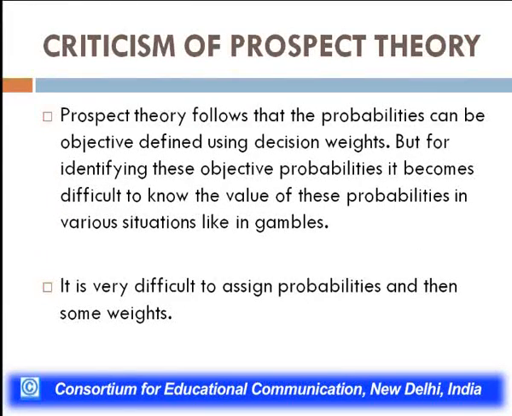Prospect theory has also been criticized. Prospect theory follows that probabilities can be objectively defined using decision weights, but for identifying those objective probabilities, it becomes difficult to know the value of these probabilities in various situations like gambling. It is very difficult to assign probability and then assign some weights. So these are some of the limitations of prospect theory.